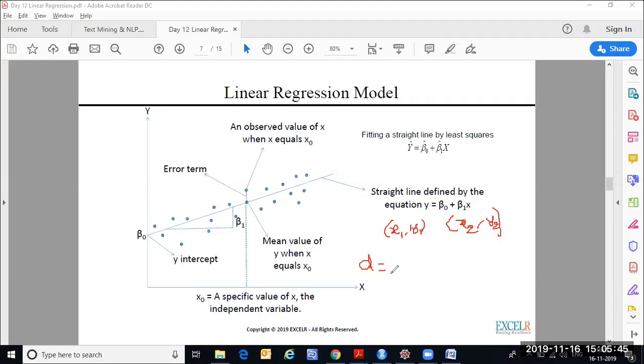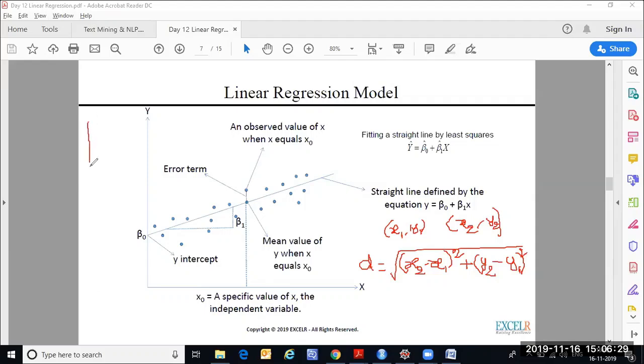Formula to calculate the distance is square root of x2 minus x1 whole square plus y2 minus y1 whole square. Why are we squaring it and then taking a square root? We are saying, how do we represent the data point in a two-dimensional space?